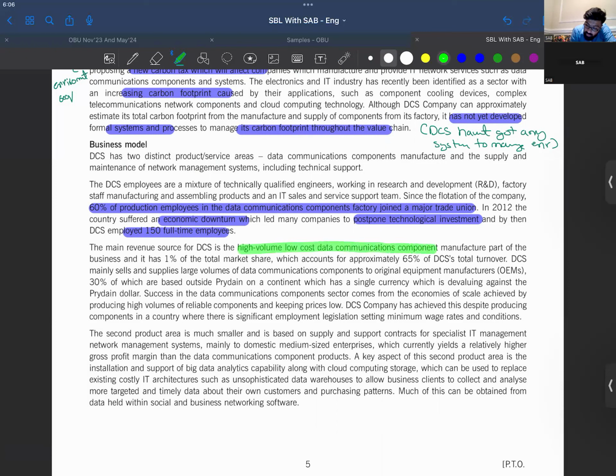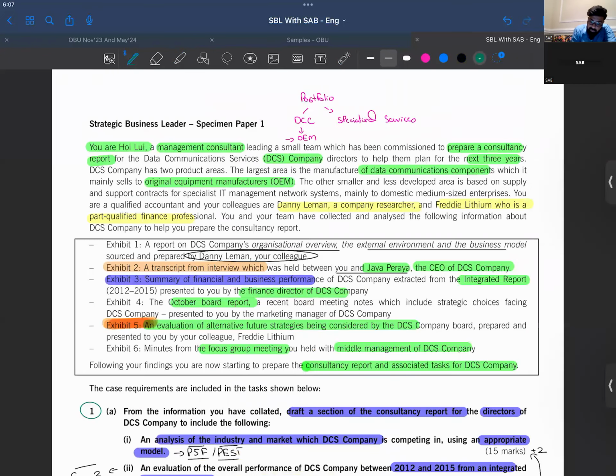It has 1% of total market share. So we are in that particular industry for which we have only 1% of the market share, which accounts for approximately 65% of DCS total turnover. So now think of that, right? We offer two types of businesses. The data communication components, it's basically 1% of market share, and that 1% of market share tends to be 65% of our turnover, right?